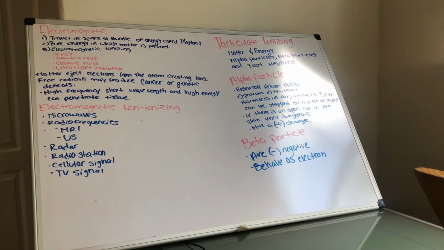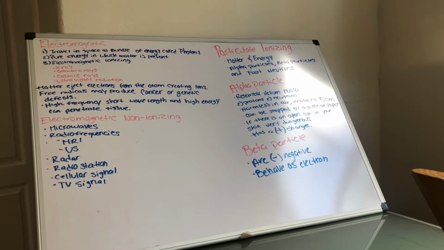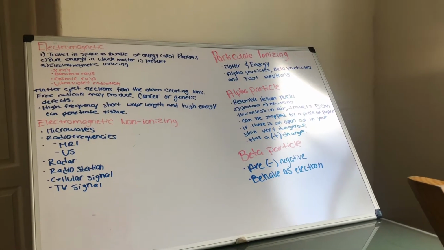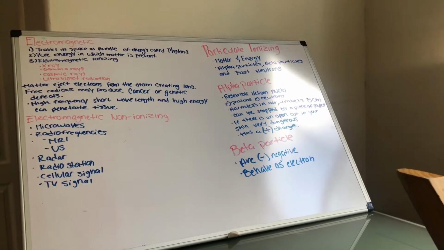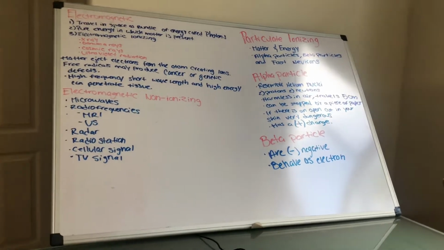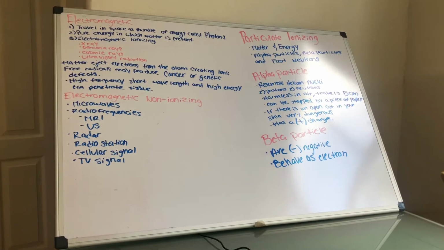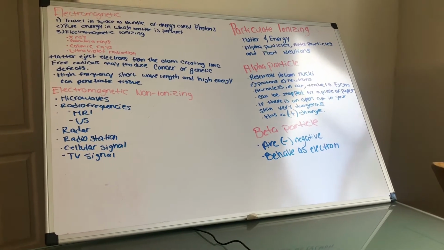For example, when ultraviolet radiation penetrates exposed skin, like I said before, on a sunny day on the beach, it can produce melanomas if exposed for too long. The radiation has very high frequency, short wavelengths, and high energy that can penetrate your tissue.